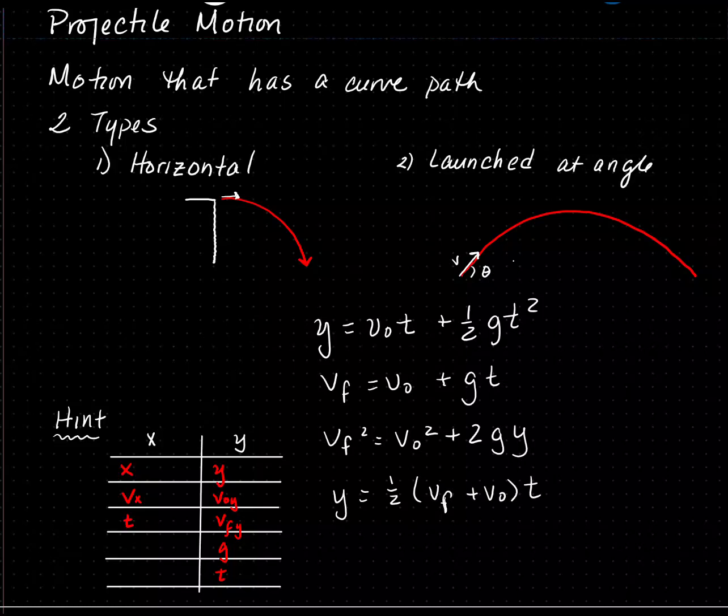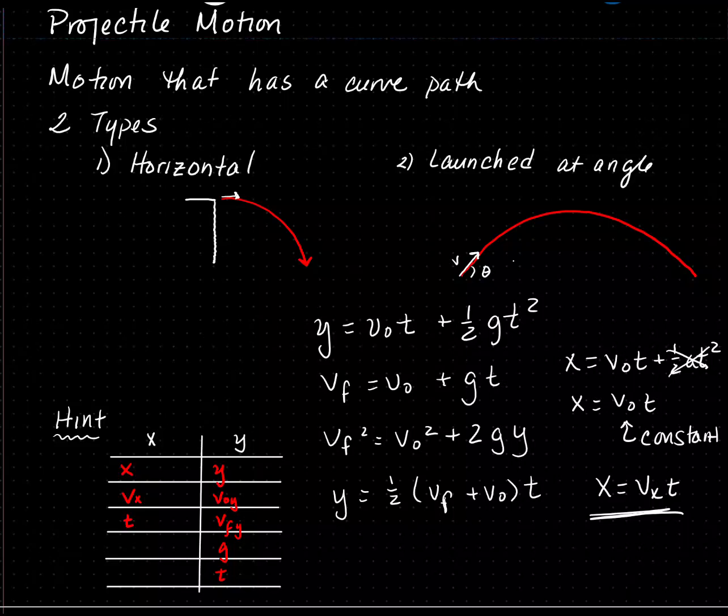In the x direction, you only will have one equation because in the x direction, we have no acceleration. Since there is no acceleration, the 1/2 at squared becomes 0. So x can be written as v naught t. Since v naught is constant, we could rewrite this equation as x is equal to vxt. So in the x direction, x equals v naught t is the only equation.